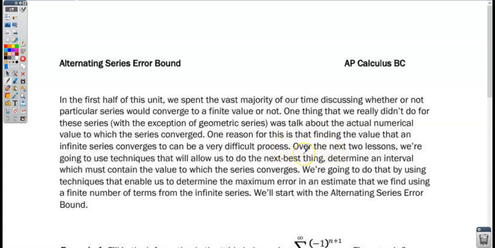Over the next couple of lessons, we're going to learn and use some techniques that are going to allow us to do the next best thing. And that is determine an interval which has to contain the value to which the series converges. So we can kind of narrow it down without actually finding the value. And the way we're going to do that is we have some techniques to establish the maximum error that occurs when we're using a polynomial to approximate an infinite series. And we're going to start here with the alternating series error bound in this lesson and how it works.